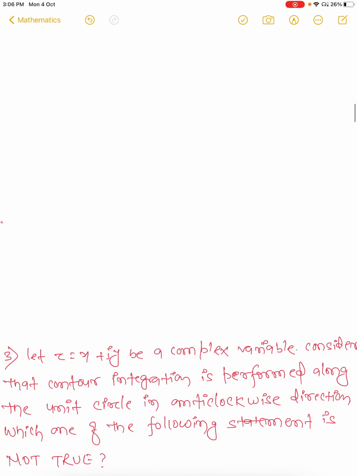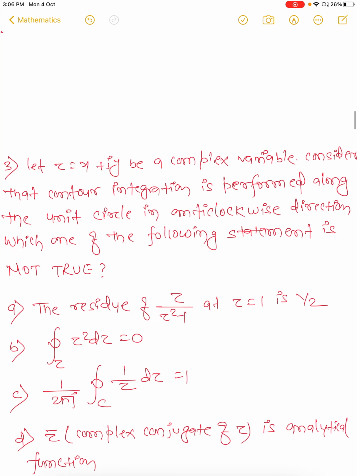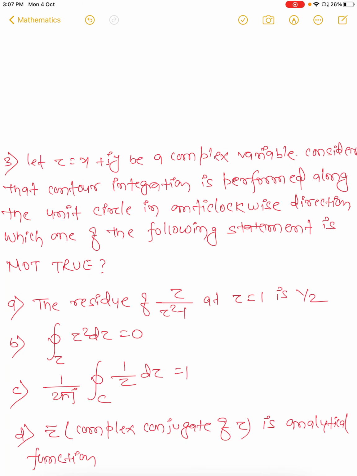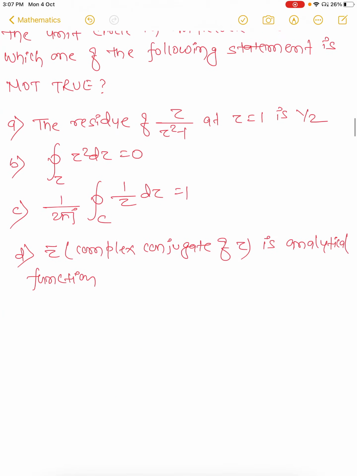Now comes the next question. Let z is equal to x plus jy be a complex variable. Consider that contour integration is performed along the unit circle in the anticlockwise direction. Which one of the following statements is not true? The residue of z upon z square minus 1 at z equal to 1 is half. So we have to check all the options: closed integral of z square dz is equal to 0, and the integral involving mod z is 2 pi.